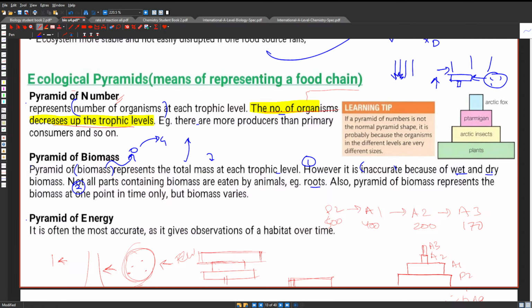What are we talking about? We're talking about, when talking about biomass, is stuff like roots not considered because it is made out of... Does roots fall under biomass? Do animals not eat roots because it contains no organic compounds?